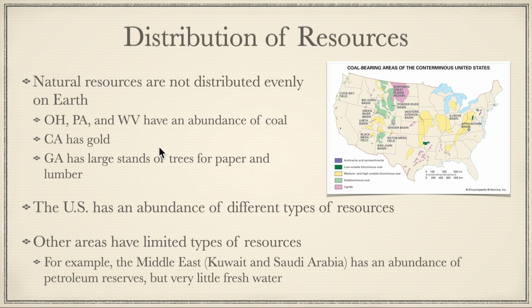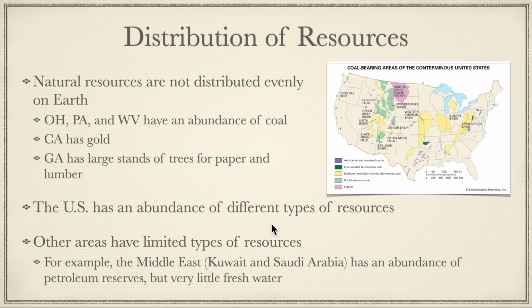Okay. California has gold deposits. Georgia has large stands of trees for paper and lumber. So different areas have different natural resources. The US does have an abundance of different types of resources. So we are lucky in that the US is so big and we cover so many different types of habitats and stuff, there are an abundance of different types of resources in the US. However, we don't have all the resources. We still have to get resources from other countries.